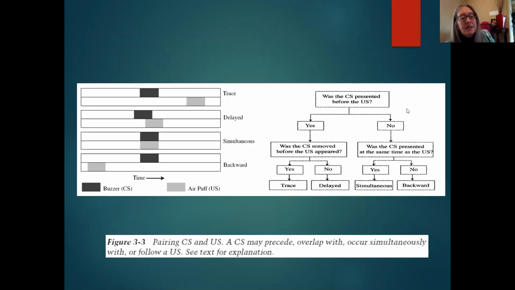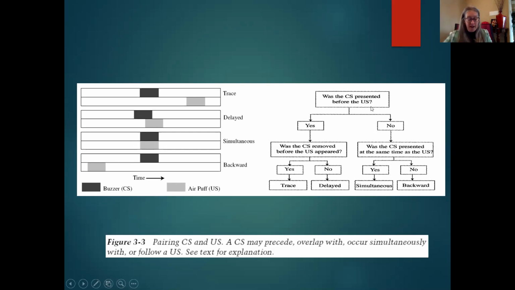This is the diagram on page 67 where you can see the black box. This is supposed to be time. And then the black box is the CS and the gray box is the US. So you can see with trace, the CS begins and ends before the US starts. With delayed, they're going to overlap either a little bit or a lot. So if they overlap a lot, that's going to be long delay. If they overlap a little, that's going to be short delay. Simultaneous, they start and end at the same time. And then backward conditioning, you're actually going to get the US before you get the CS.